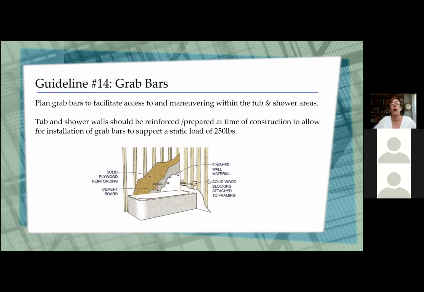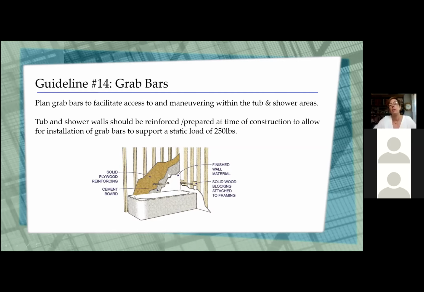Grab bars. We need to plan the grab bars to facilitate access to and maneuvering in and around the tub and shower areas. Again, hoping to be able to support a load of 250 pounds. So you've got to make sure that you're accommodating that. There's a variety of ways to make sure you've got blocking back behind the wall. These look like they're showing 2x4 blocking. A lot of times we'll put in 2x12s just to make sure that you've got a lot of room and a lot of play. You can't quite miss that blocking when you're attaching to it.